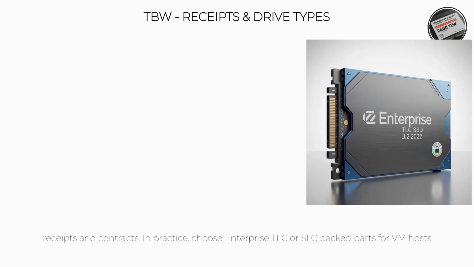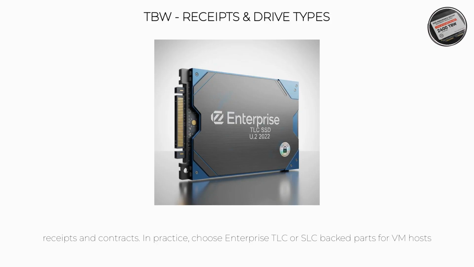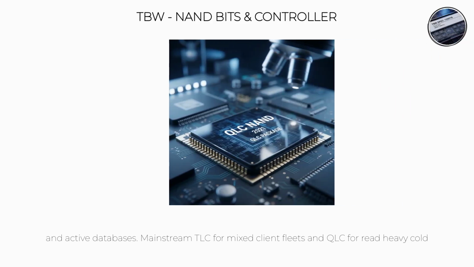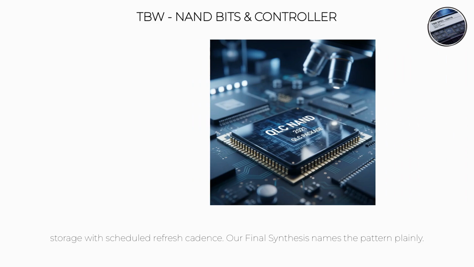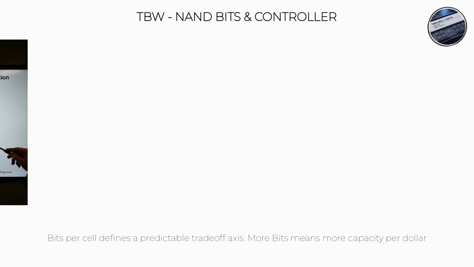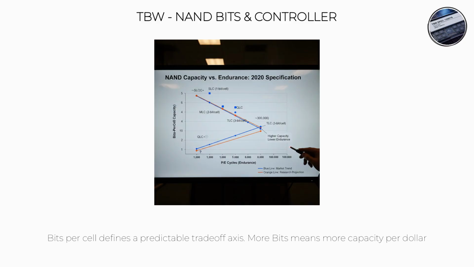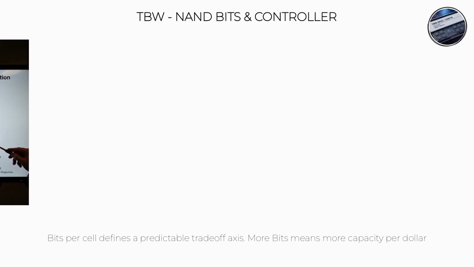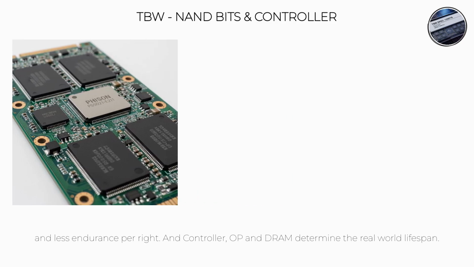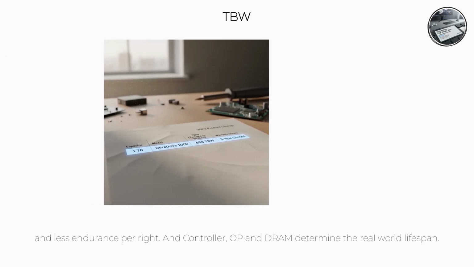In practice, choose Enterprise TLC or SLC-backed parts for VM hosts and active databases, Mainstream TLC for mixed client fleets, and QLC for read-heavy cold storage with scheduled refresh cadence. Our final synthesis names the pattern plainly. Bits per cell defines a predictable trade-off axis. More bits means more capacity per dollar and less endurance per write. And controller, OP, and DRAM determine the real-world lifespan.